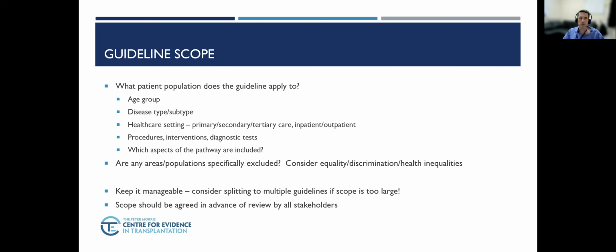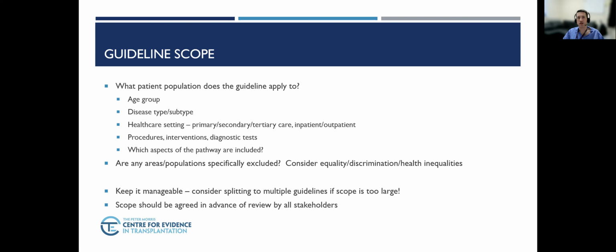When you're defining your scope, you think about things like, well, what age groups are we interested in? Is it adults? Is it peds? Is it both? What is the disease type, subtype? In our case, which organs are we interested in potentially? What's the healthcare setting? Now for transplantation, generally we're talking about tertiary care, but could be inpatient, could be outpatient care.